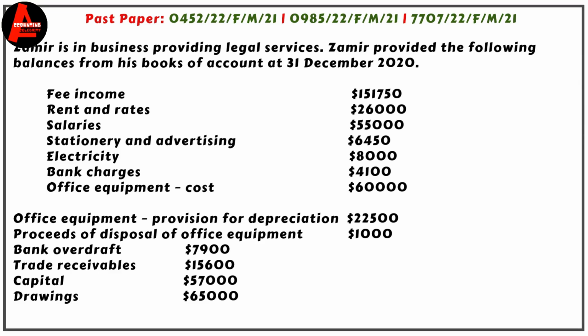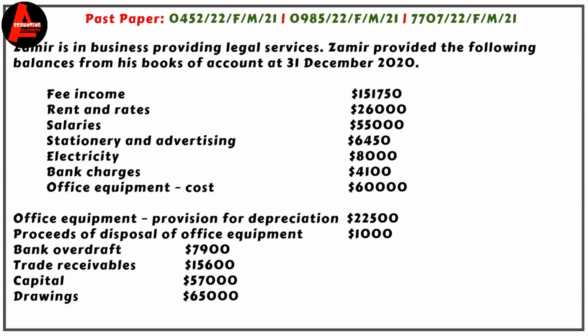Zamir is in business providing legal services. Zamir provided the following balances from his books of account at 31st December 2020. So here we see the list of balances. We have some incomes and expenses, and then we have some non-current assets. We see here office equipment at cost $60,000. We have depreciation for office equipment. We have disposal of office equipment.